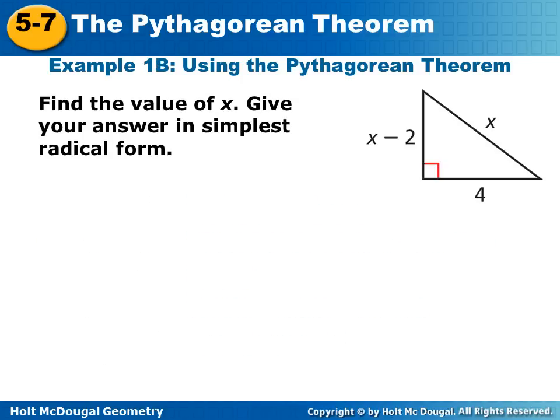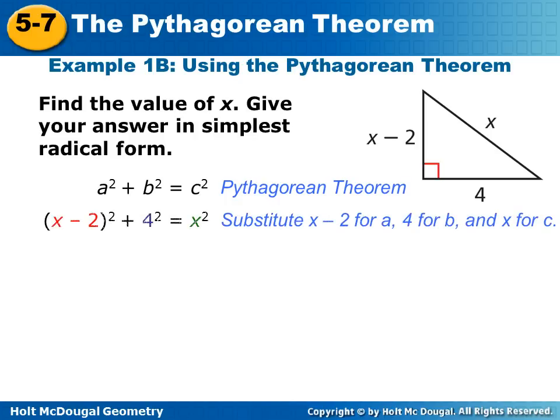Here's a slightly more challenging example where we've used variables. We want to find the value of x and give our answer in simplest radical form. It works the same way. We do a squared, which is x minus 2, and b squared, which is 4, and x squared, which goes on the other side. So a squared, which is red, plus b squared, which is blue, equals c squared, which is green.